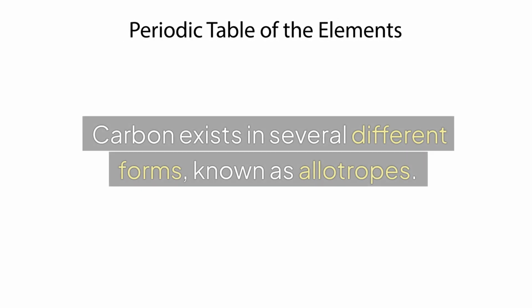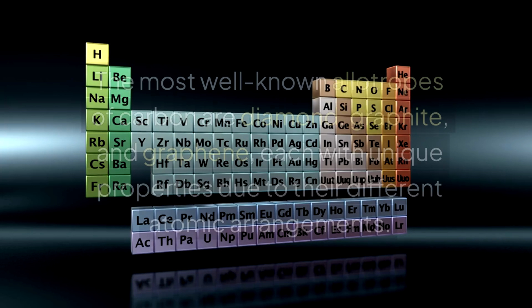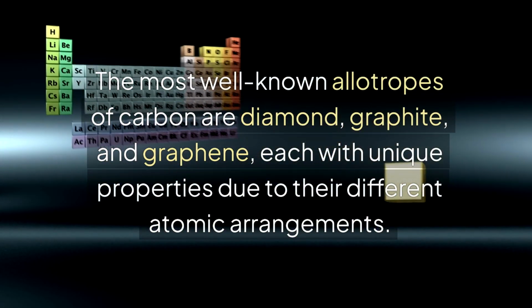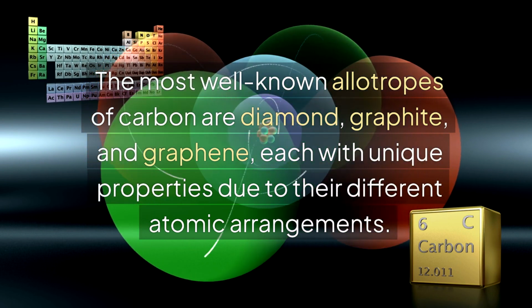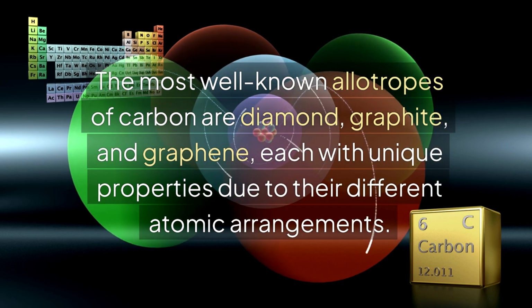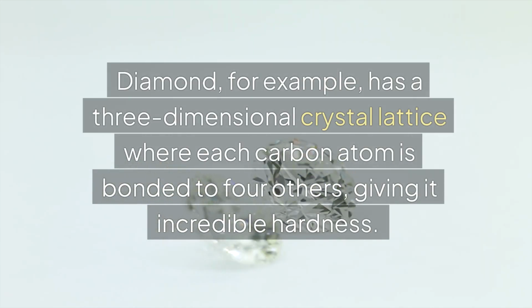Carbon exists in several different forms, known as allotropes. The most well-known allotropes of carbon are diamond, graphite, and graphene, each with unique properties due to their different atomic arrangements. Diamond, for example, has a 3-dimensional crystal lattice where each carbon atom is bonded to 4 others, giving it incredible hardness.